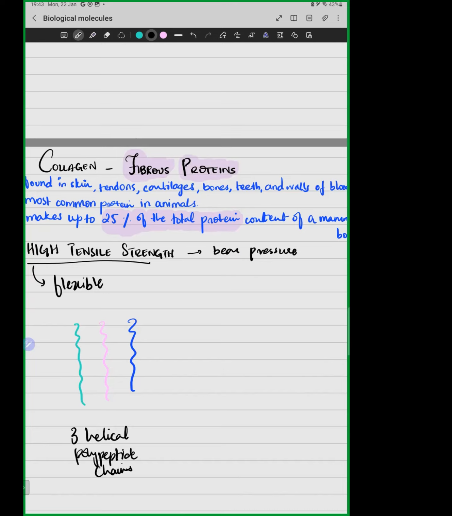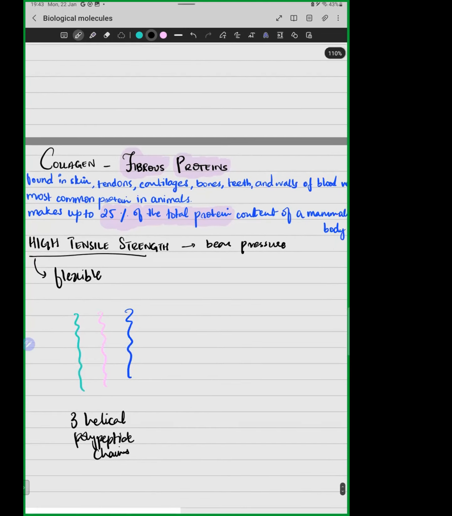chains, what type of a structure would it have? Would it have a quaternary structure, a tertiary structure, a secondary structure, or a primary structure? What structure would a collagen molecule have in terms of protein folding? What level of protein folding can be observed? Yes, you're right, Hajra, a quaternary structure.